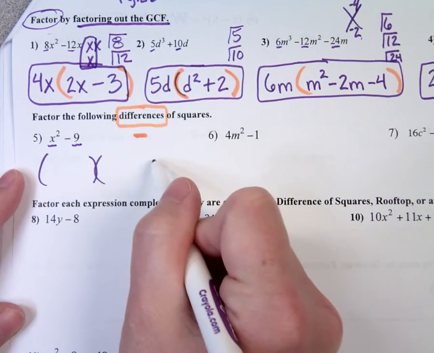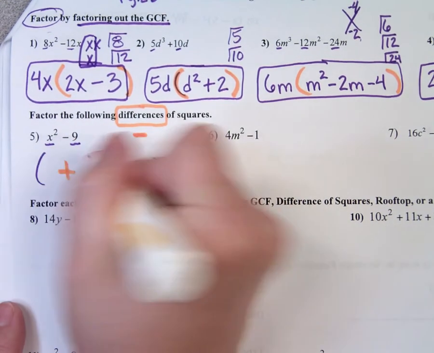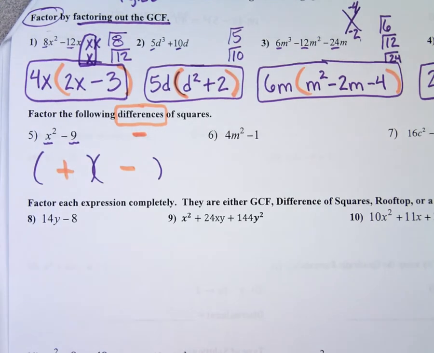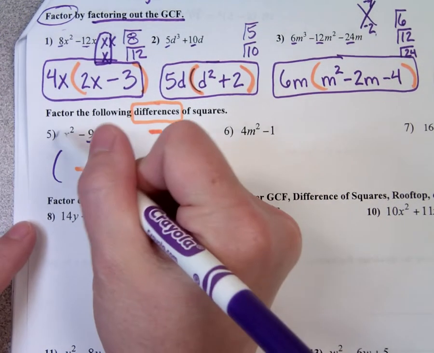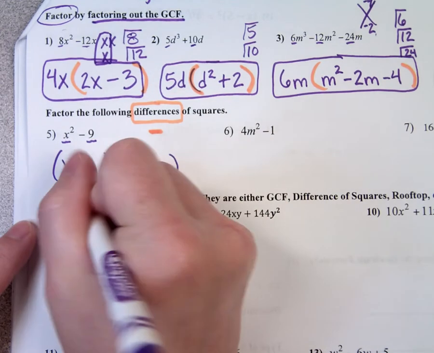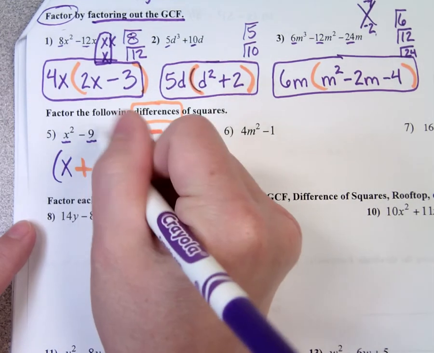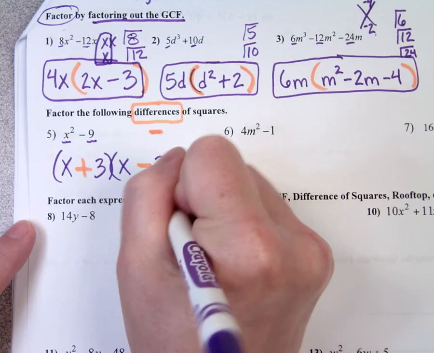So I slap down my two sets of parentheses. One gets a plus, one gets a minus. And then I write down the square roots. What's the square root of x squared? X. And what's the square root of 9? 3. And that's your answer.